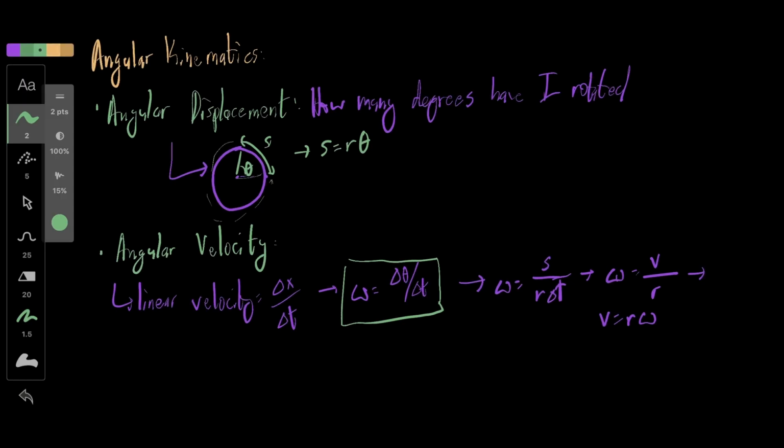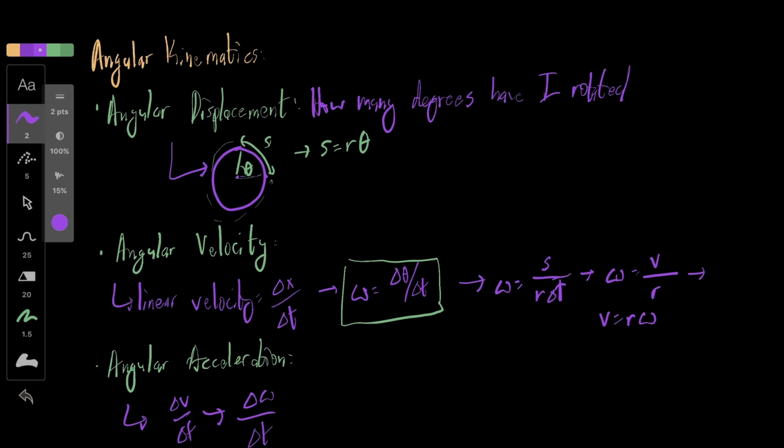For our final thing, we are going to have angular acceleration. This follows pretty much the same pattern as the other one. Linear acceleration is delta v by delta t. And then this becomes delta omega by delta t, and angular acceleration, which we call alpha, is equal to regular acceleration over the radius.